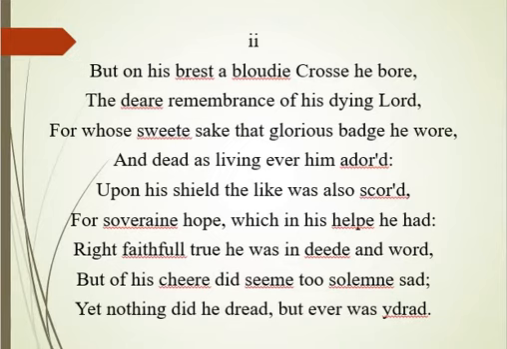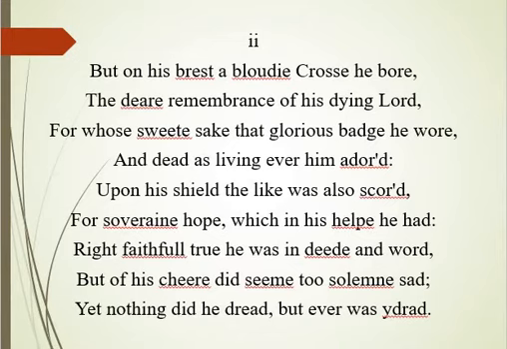It explains the character of the knight, that he was very right, he was very faithful, he was loyal, he was sincere in whatever he said and whatever he did. So did in his action whatever he did, and words is his speech, whatever he said or whatever he did. So my dear students, it explains the character of the knight, that he was a sincere, loyal, faithful person, but of his cheer it seemed too solemn, sad.